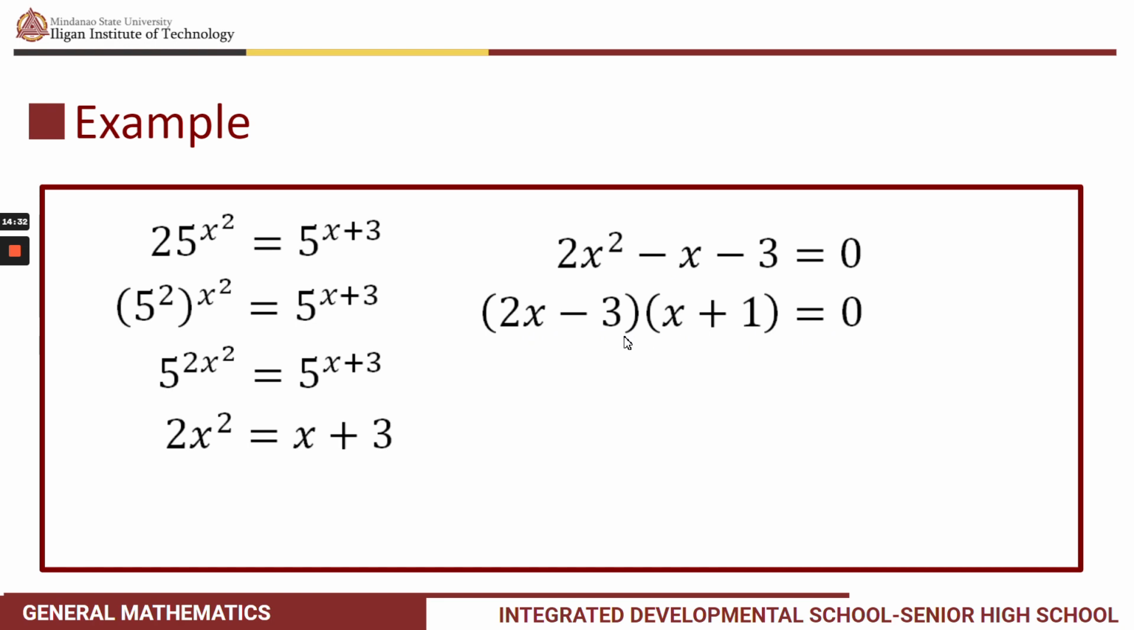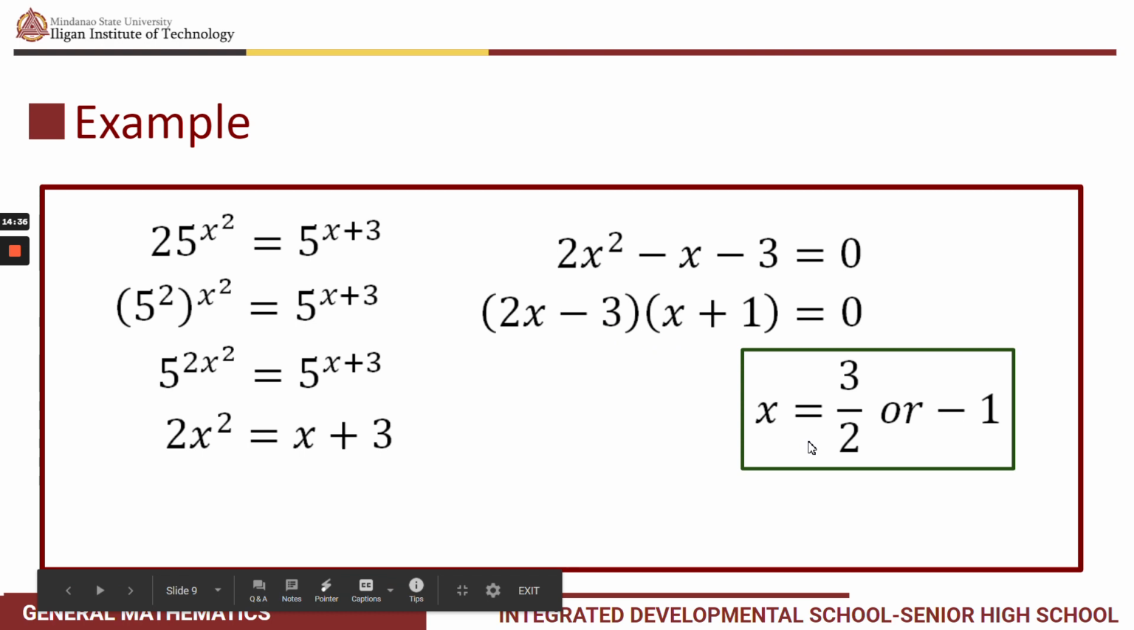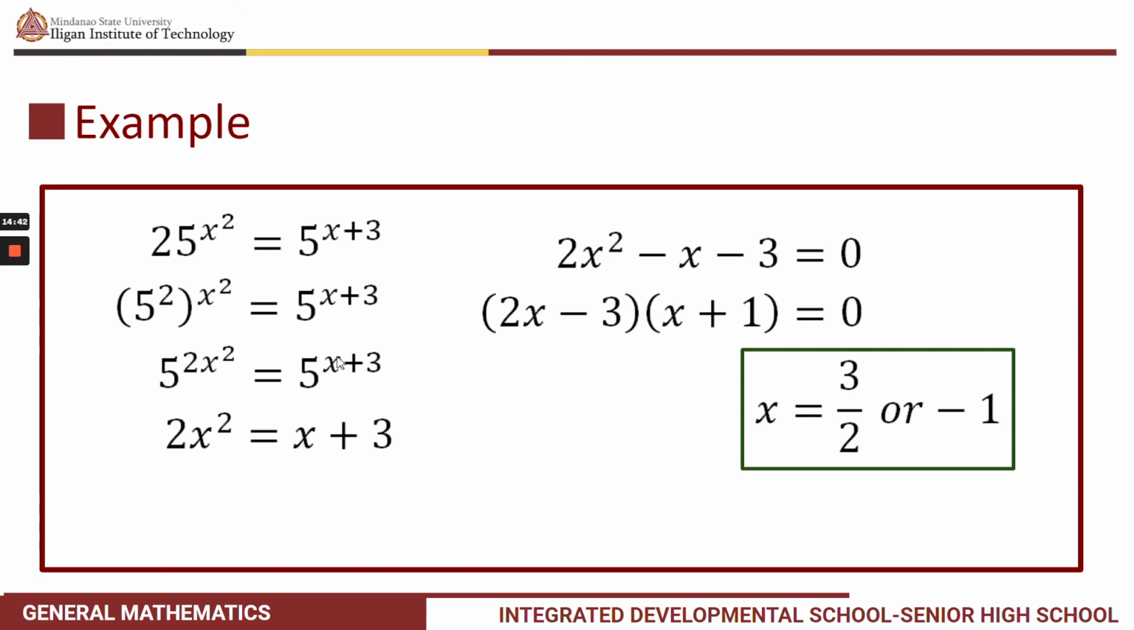And then if we equate both factors to 0, we will get x equal to 3 halves or negative 1. So ayan, may dalawa tayong solution for this one, no? Which is 3 halves or negative 1.